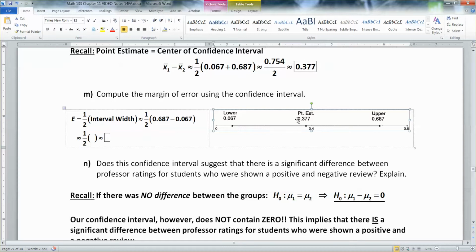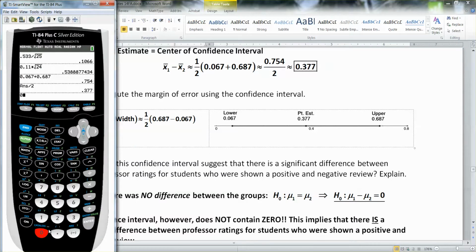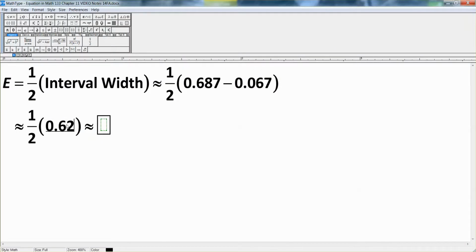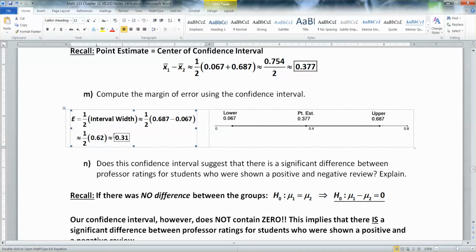Now the error is the distance from one edge to the other. If you will, it's from the upper to the middle or the middle to the lower. In other words, it's half the width of the interval. So to find how wide your interval is, you subtract your higher minus your lower value. So you take your upper minus your lower, which is 0.687, subtract 0.067, and I get 0.62. Then I'm going to cut that in half, and I get 0.31. So I'll take 0.62, which would be 0.31. And there we have it. That is our margin of error.